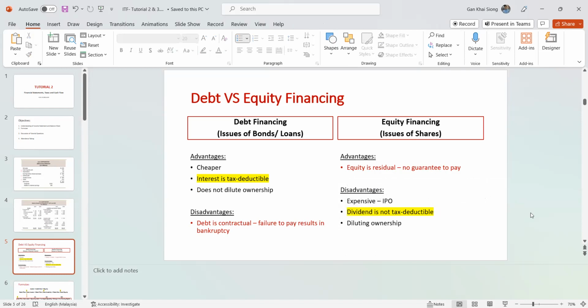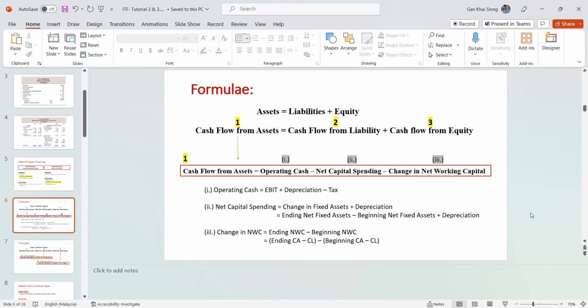So these are the pros and cons of using different ways to raise finance. Now, what we are going to understand next are those formulas. These are the formulas that are super important and will be assessed in your midterms.